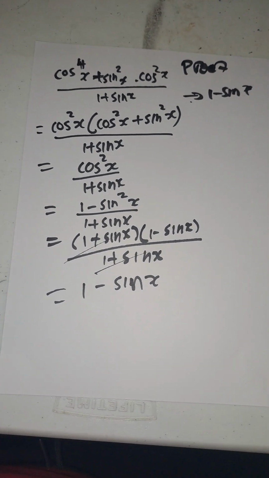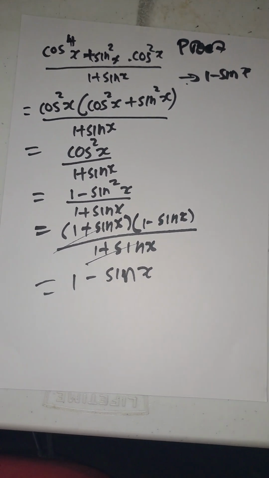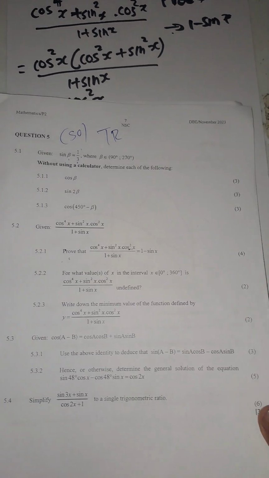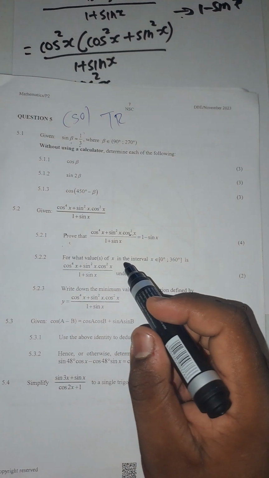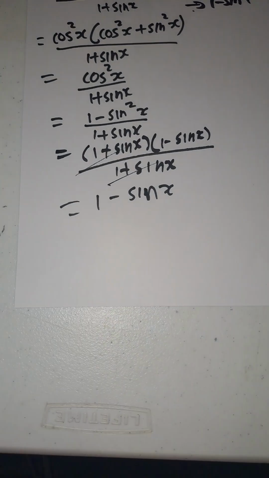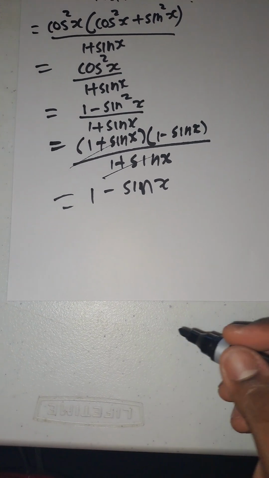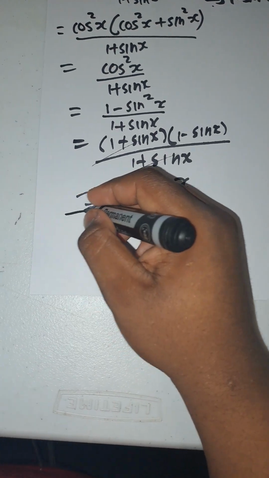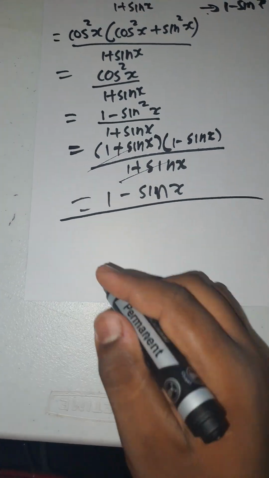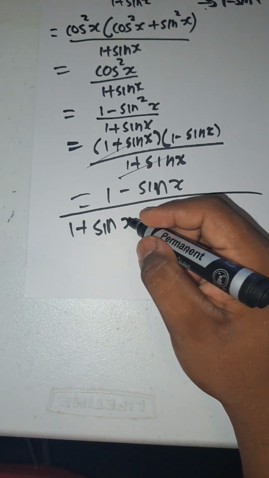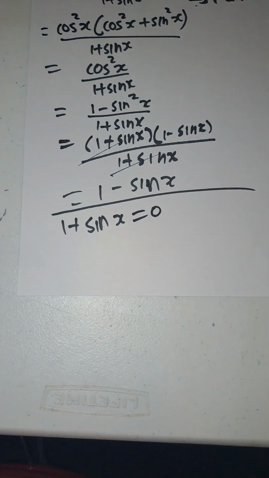Okay, that is how it is. This is trigonometry. It is very nice. On the next one, let me write it here. The next one says, for what values of x in the interval is that thing undefined? Whenever they are talking about this type of question where they are saying undefined, that is when you must do general solution. But in this case, it is 2 marks. And when they are talking about undefined, you take the denominator. Now we have 1 plus sine x, and we're going to equate it to 0.